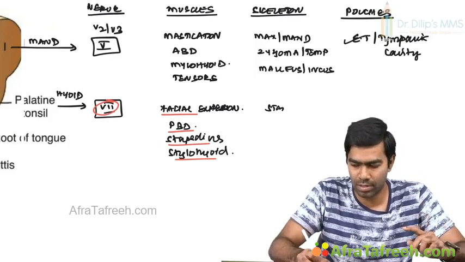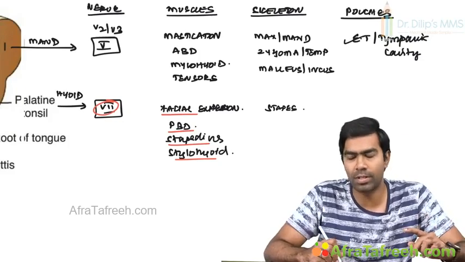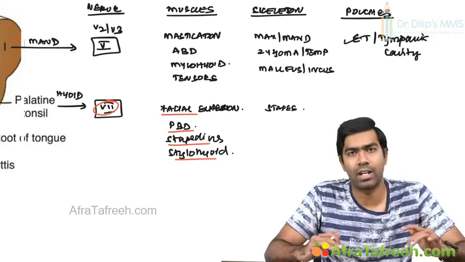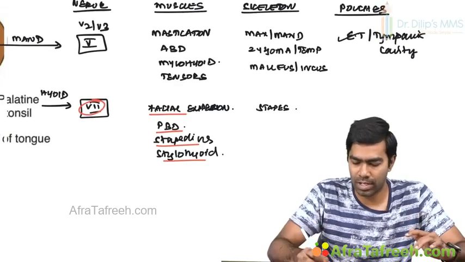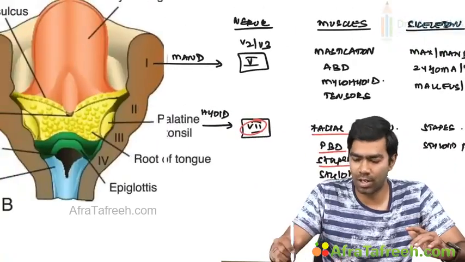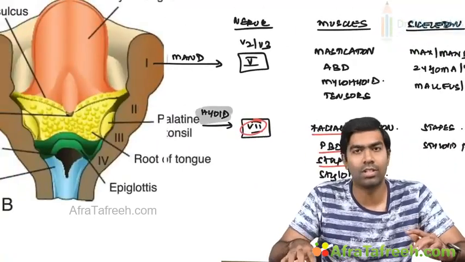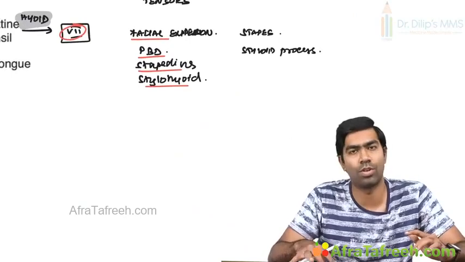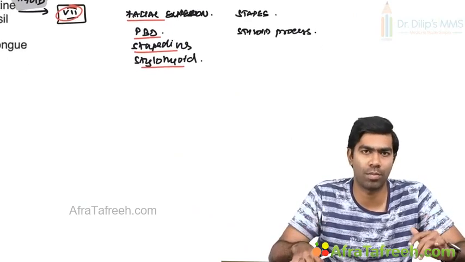And the skeleton that they're going to form is nothing but one of the important middle ear bones, that is the stapes. Stapes will be formed by the second arch only. At the same time, they can also form the styloid process. And since it's called the hyoid arch, they form a portion of the hyoid bone also. What portion of the hyoid bone do they form?